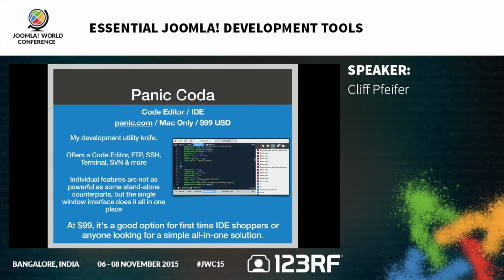Kota is basically a code editor. It's $100, but it also has FTP. You can get an SSH terminal. It can hook into GitHub. It can do all kinds of different little things, and it does all of these things, not necessarily as well as, say, Transmit, a standalone FTP application, which is way better than the FTP in Kota. But what I like about Kota is it has all these things in one window.